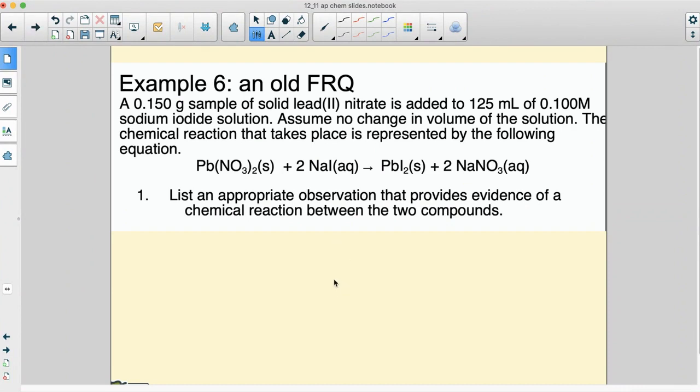So then we did a Pear Deck, and we started talking about this problem, as it's an old FRQ. And so I'll just go through the answers to these. So here, an appropriate observation that provides evidence of a chemical reaction between these two compounds would be the formation of a precipitate. Seeing a precipitate form is evidence that a chemical reaction has occurred.